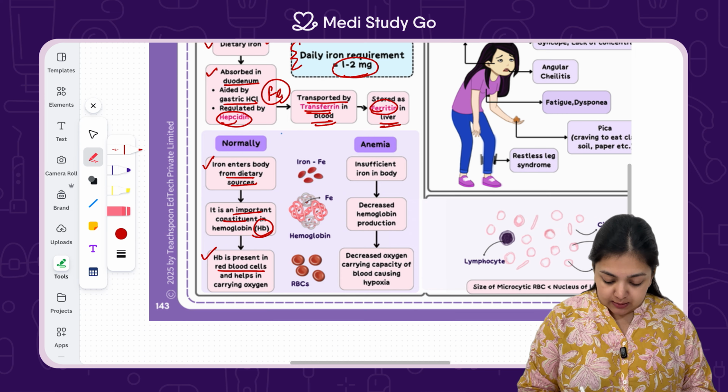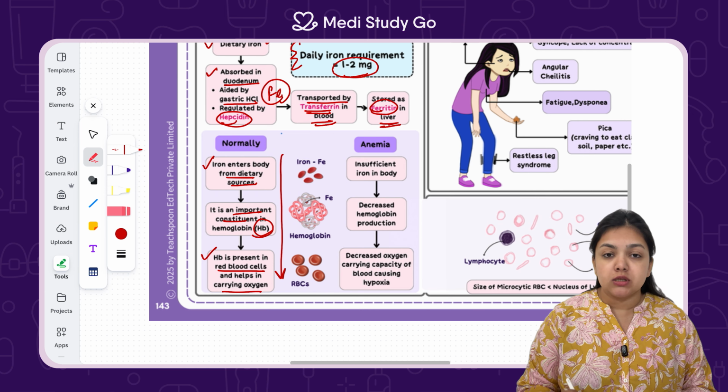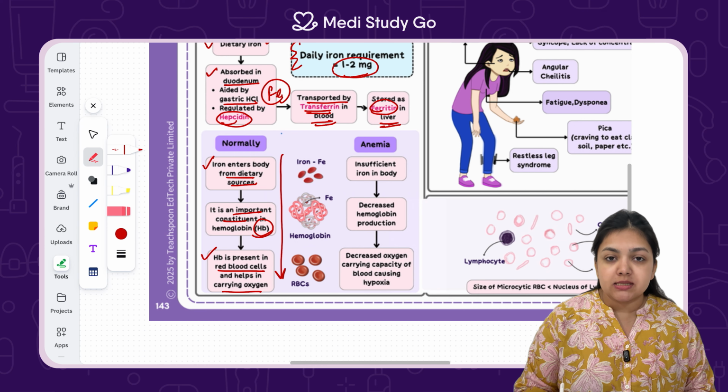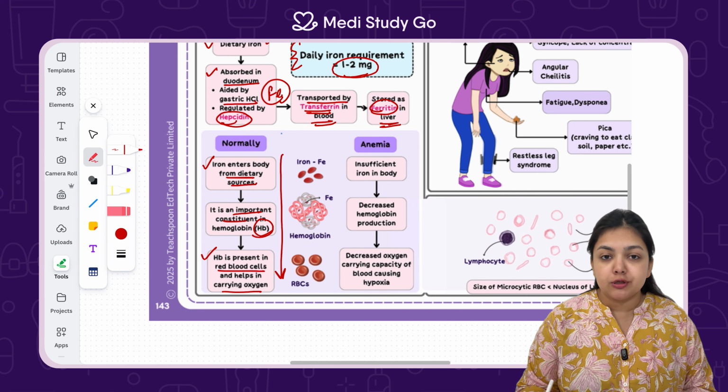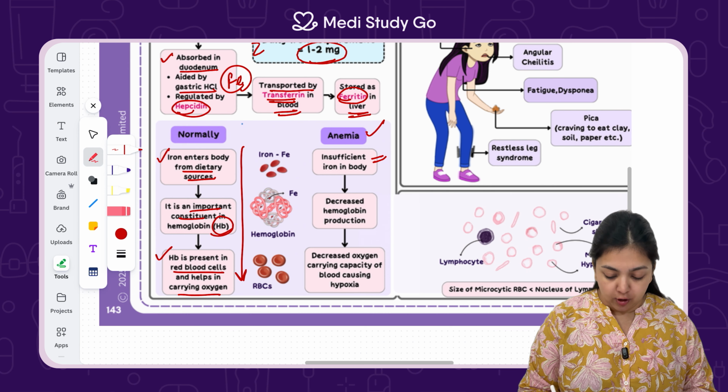Hemoglobin is present in the RBCs, which helps in carrying oxygen. So this is how the cycle proceeds normally. Now, what happens if the iron is less and hemoglobin is not normal? So, in anemia, there is insufficient iron in the body. It leads to decreased hemoglobin production.